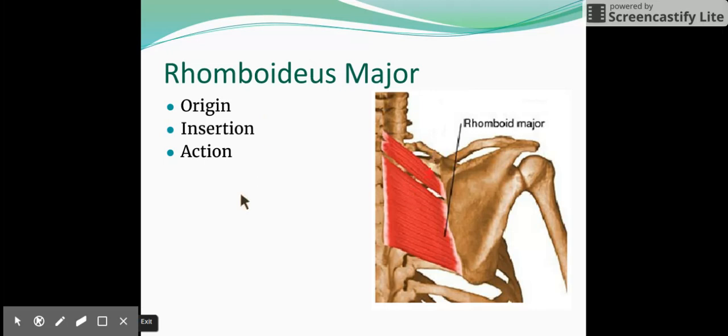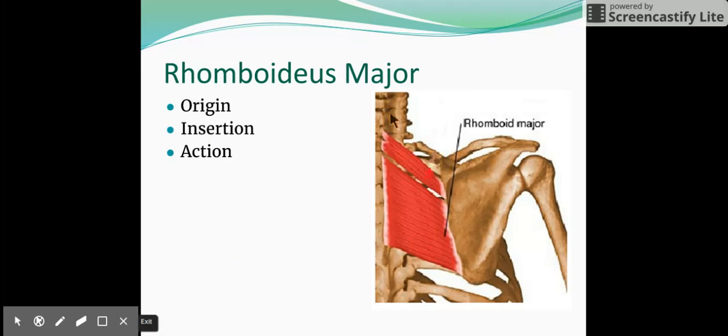Now we have rhomboideus major, and this is the last one we will cover with back and shoulder muscles. There's a rhomboideus minor, which is this small one right here. I'm not going to ask you to know that. I want you to know rhomboideus major. The origin is here on the vertebrae. Its insertion point is here on the medial border of the scapula. You can just put scapula. And its action is to retract the scapula. Very similar to the trapezius, pulling that scapula back towards the vertebrae.